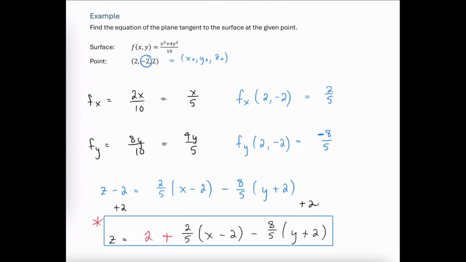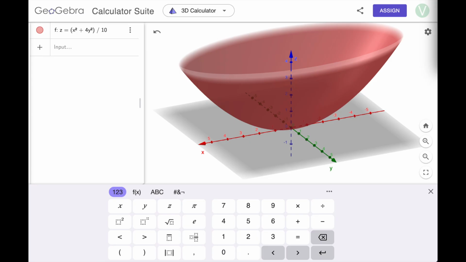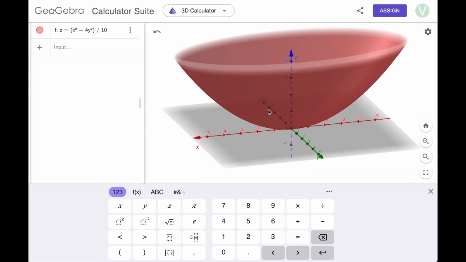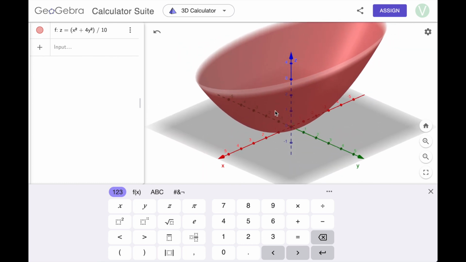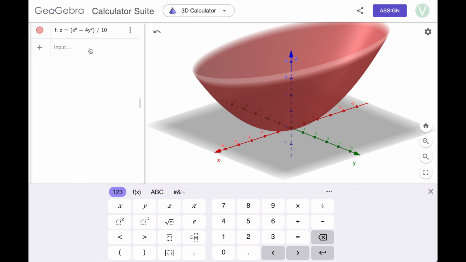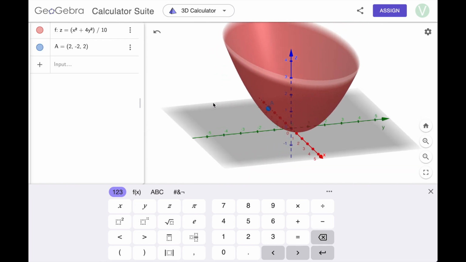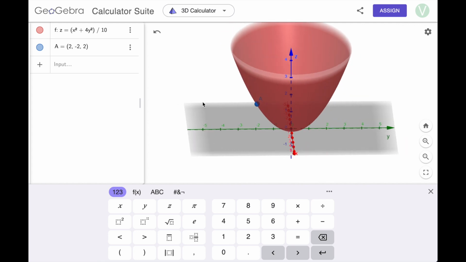Let's take it into GeoGebra to check. So here we are in GeoGebra, and I've already put in the surface function x squared plus 4y squared all divided by 10, and you can see that what we have is an elliptical paraboloid as that surface. Now let's plot the ordered triple, and so I'll need to use a capital letter here, open up the parens. Our ordered triple where we want to be tangent to this surface is 2, -2, 2. And we can see that ordered triple has popped up over here on the other side of the surface.